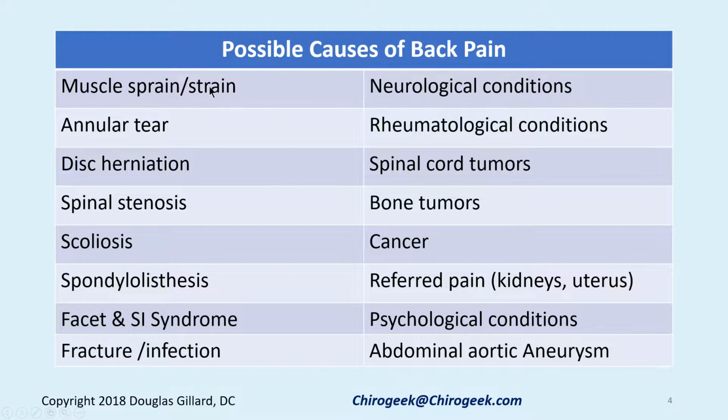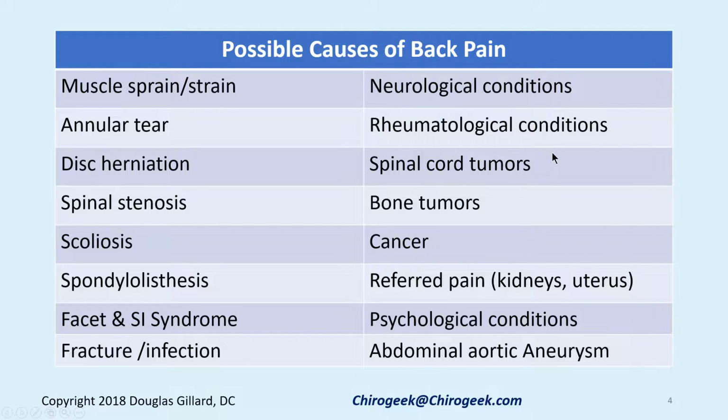Okay, muscle sprain, strain, no big deal. Annular tear in the disc, probably the most common cause of chronic low back pain. Disc herniation, right? Spinal stenosis, scoliosis. I have information on all of these. Go to chirogeek.com and you can learn about all these things. Spondylo. Facet and SI joint syndromes also can cause back and some leg pain. But now we got a fracture, we got infection, we got neurological conditions can do it. Rheumatological conditions, ankylosing spondylitis comes to mind, rheumatoid arthritis. There's other things that can do it.